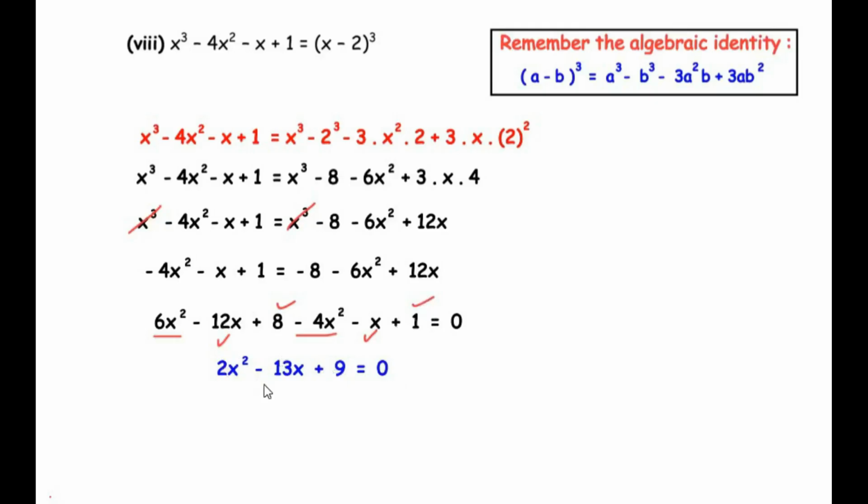Now we cannot further simplify this equation, and we can see that the highest power of x is 2 over here. So this equation represents a quadratic equation. So here we have written, yes, the equation is quadratic equation.